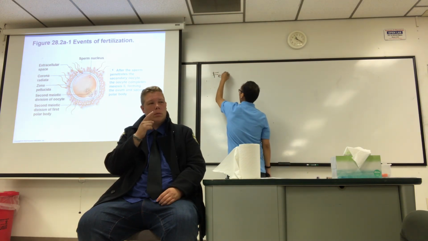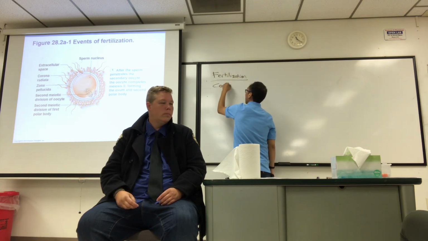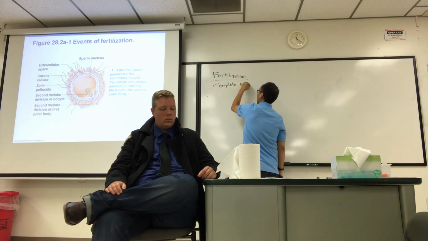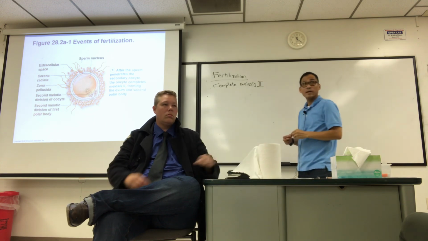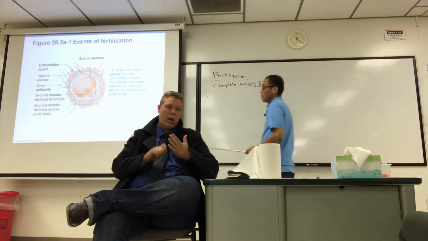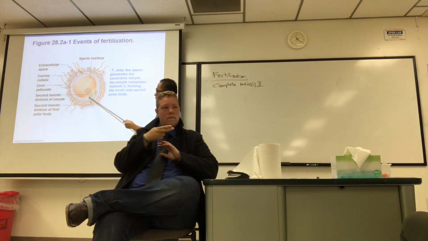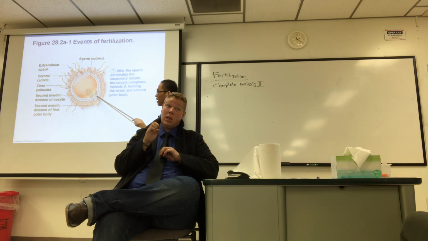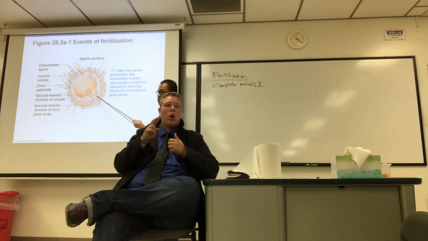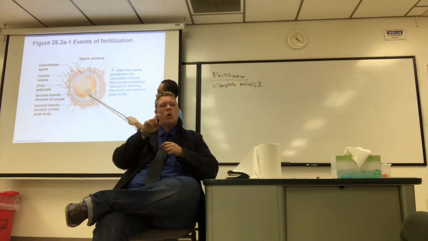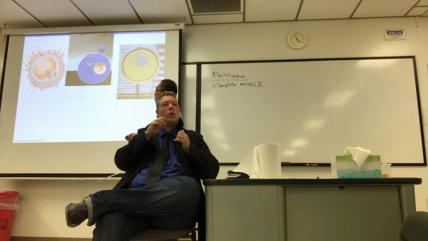Fertilization. Complete meiosis two. I'm not going to write the details of that. You should know it. I mean, if you had to identify that phase of meiosis, phase two, we already know it's the first polar body, and it's kind of stuck inside the zona pellucida. But now that sperm is there, now you can complete it. You can eject the second polar body, and then the next step is here.